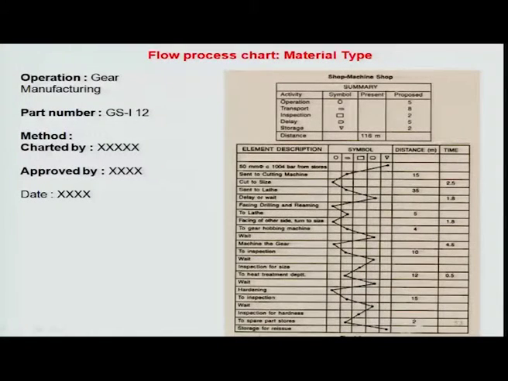So then there is also another kind of flow process chart, which is related to how the material flows between different stations. In this particular case, we are talking about gear manufacturing, for example, and there is a particular part number involved. Gear manufacturing comes from a bar typically, which is sent first to the cutting machine, then to the lathe, probably to a gear hobbing machine, which actually cuts the gear splines onto the bar or the shaft.